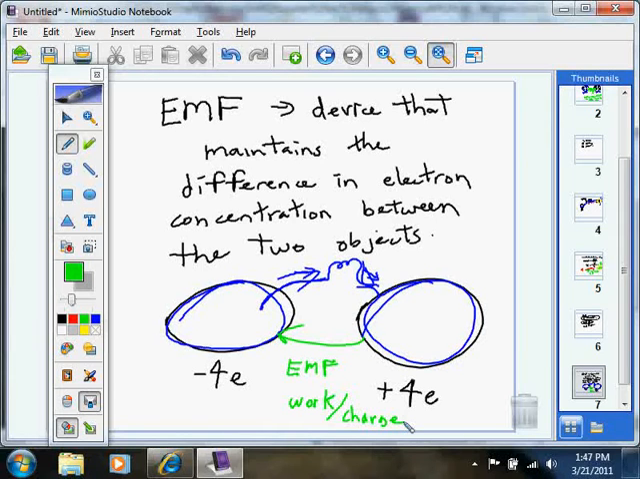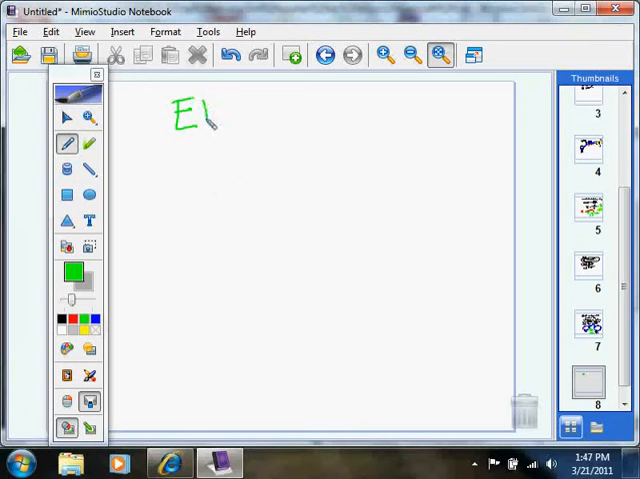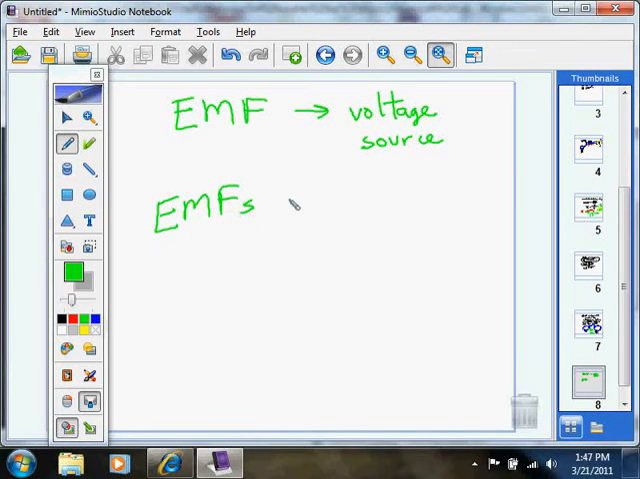Since EMFs are measured in terms of work per charge, what's equal to work per charge? Tommy? Voltage, yes? So basically, an EMF could be considered a voltage source. EMFs are measured in volts.